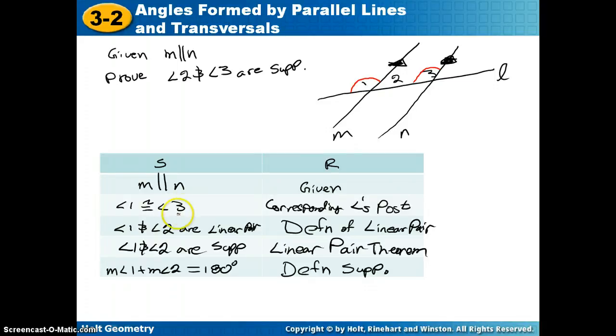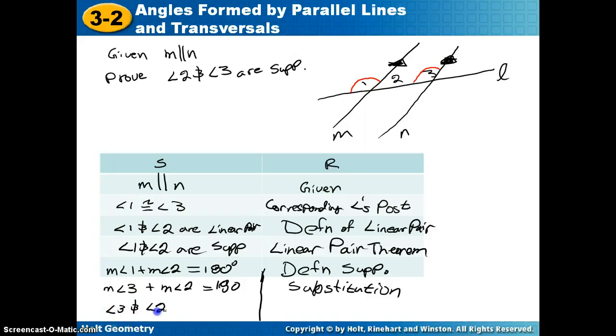I can take that 3, which is 1, and drop it in here. So let's drop her in there. Measure of angle 3 plus measure of angle 2 equals 180 by substitution. Yeah, I could add another step to say 1 and 3 are congruent, therefore measure of 1 equals 3, and then do the substitution. My last step now: angle 3 and angle 2 are supplementary.